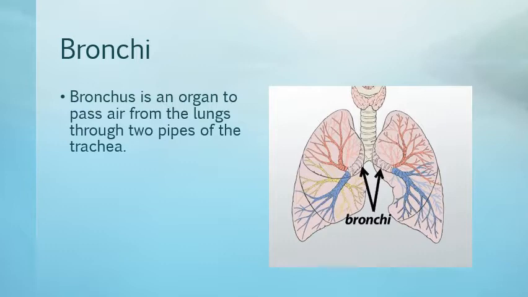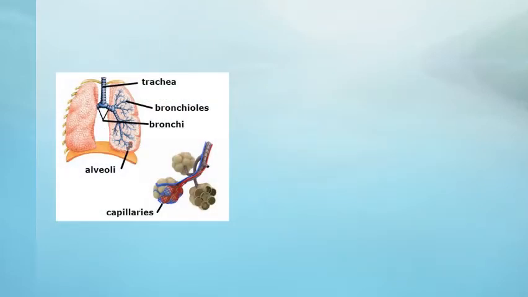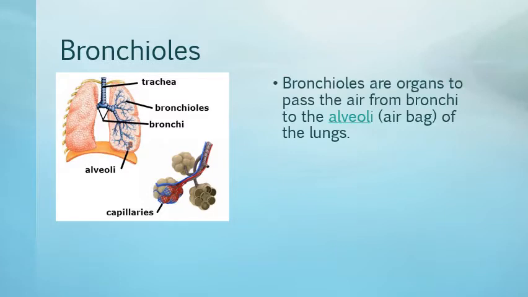And then this tube splits up again to carry air into the lobes of each lung. Okay, so to the branches. The small branches of bronchi are called bronchioles. Bronchioles are organs to pass the air from bronchi to the alveoli. Alveoli is also called the airbag of the lungs.